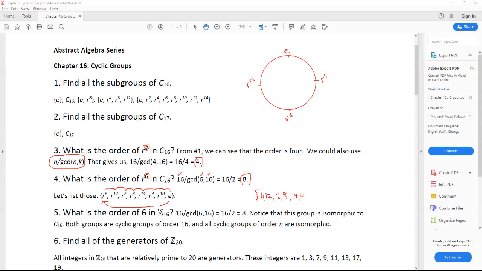And let's add 6 more. That's going to give us 10. And add 6 more. That's going to give us 16, which is 0 in Z16. And of course, if we add 6 again, that would take us back to our starting element, which means we've completed a cycle. And as you can see, rather sloppily there, that we do have 8 elements.